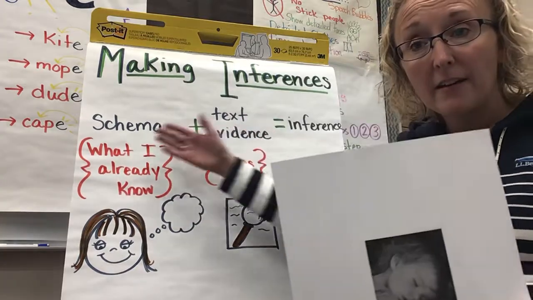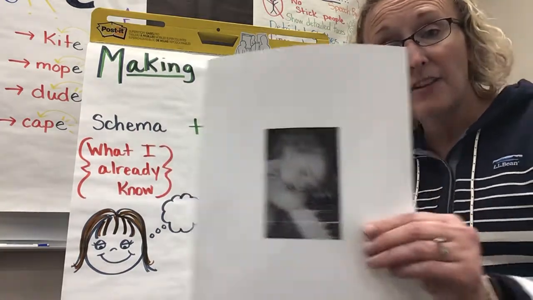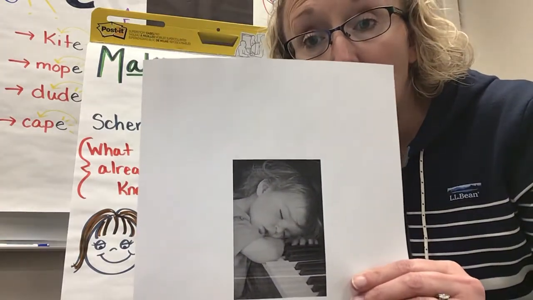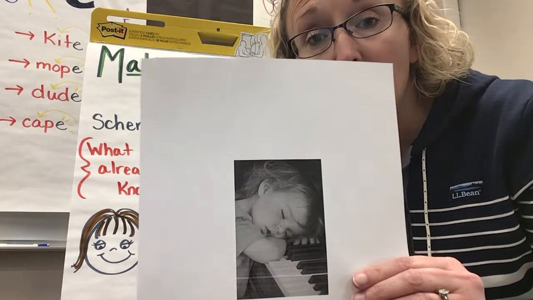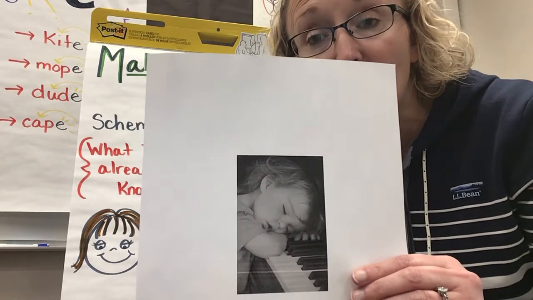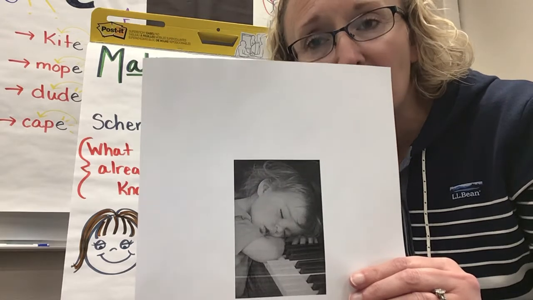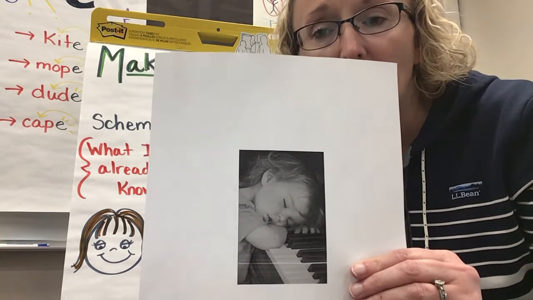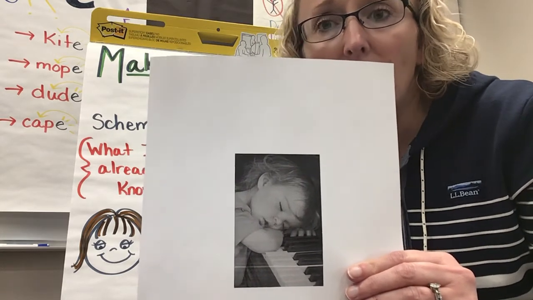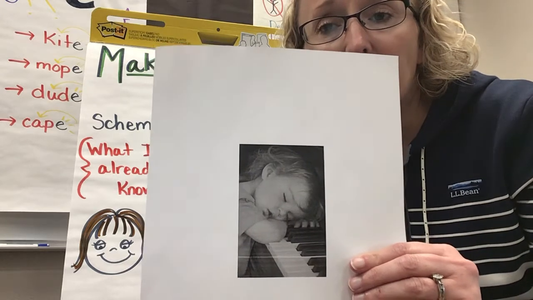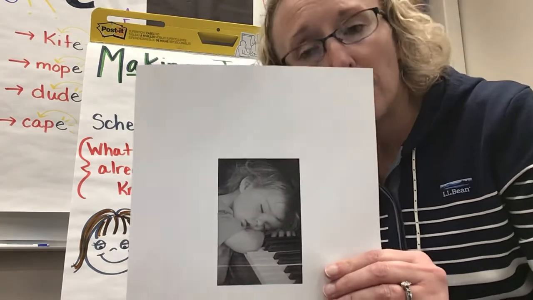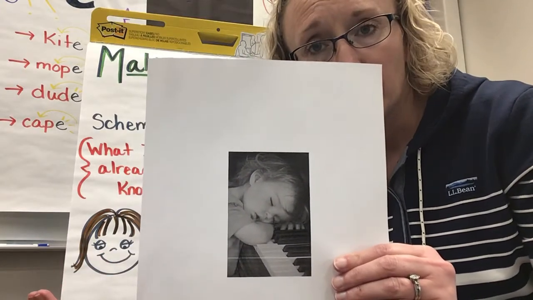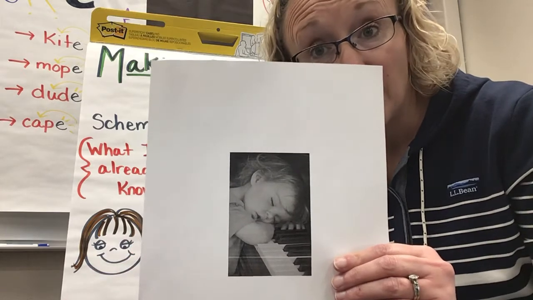So I'm going to put the two together, the schema, what I know, the text evidence, what's in the picture, and make a decision. I think this little girl fell asleep during piano practice. There are good clues in the picture to support my inference or my decision, but it's just a guess, right? Inferences are guesses, but they're not random crazy guesses, right? I'm not guessing something crazy like, oh, this girl just ran a marathon and then got really sick and passed out on the piano. No, there is no proof that she ran a marathon. There's no proof that she's sick, right? We just know she's tired because she's asleep.